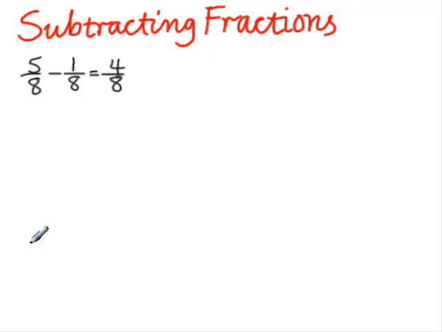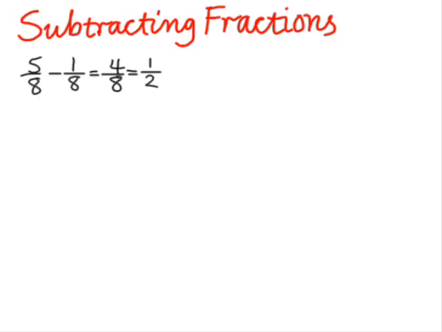But 4/8, we're not going to leave that answer by itself because that can be simplified. Both numbers can be divided by 4. 4 into 4 gives us 1. 4 into 8 gives us 2. Therefore, the answer is 1/2.